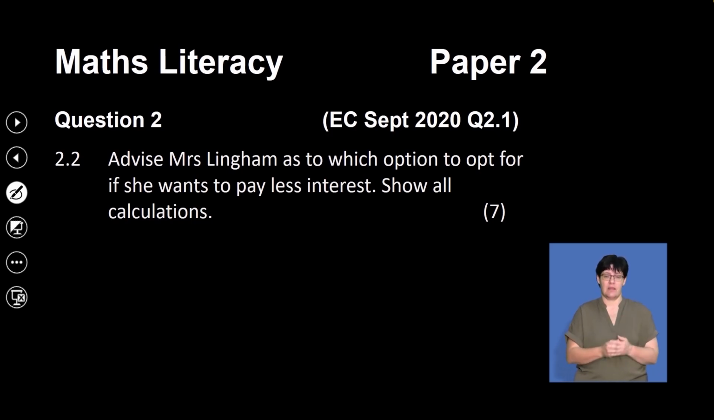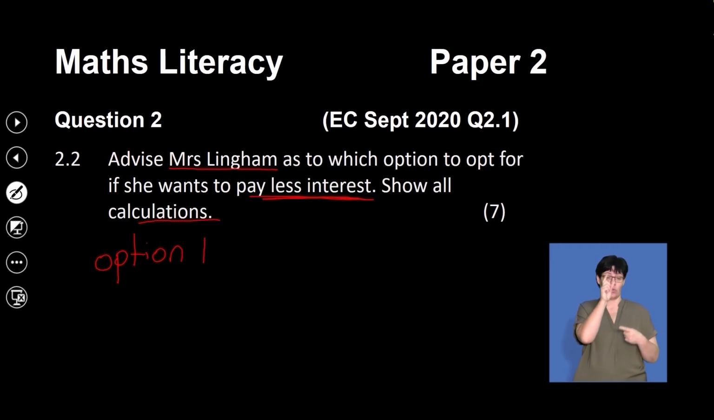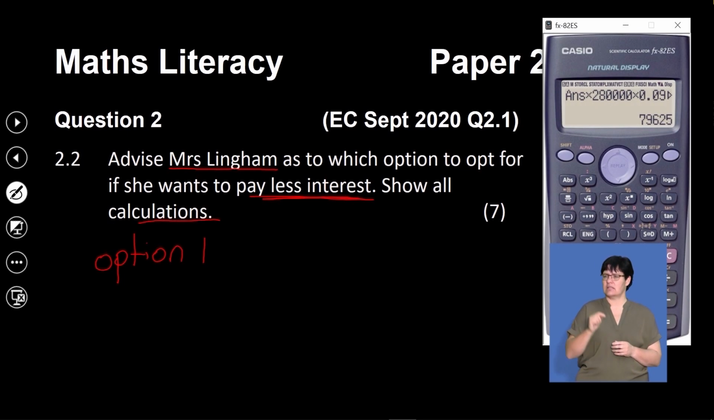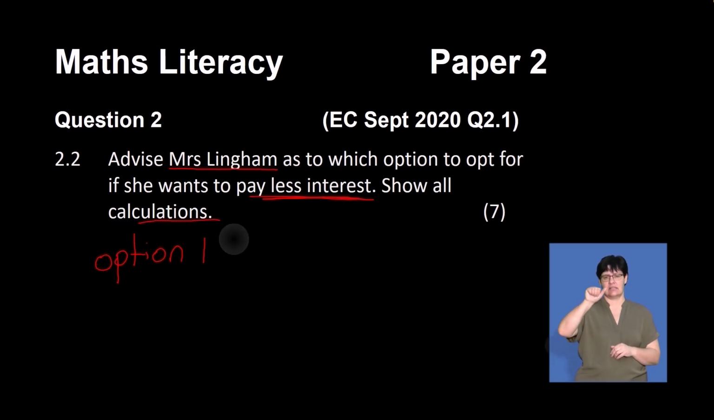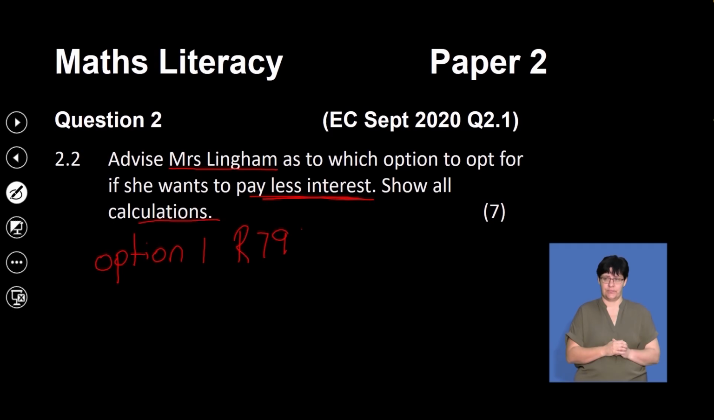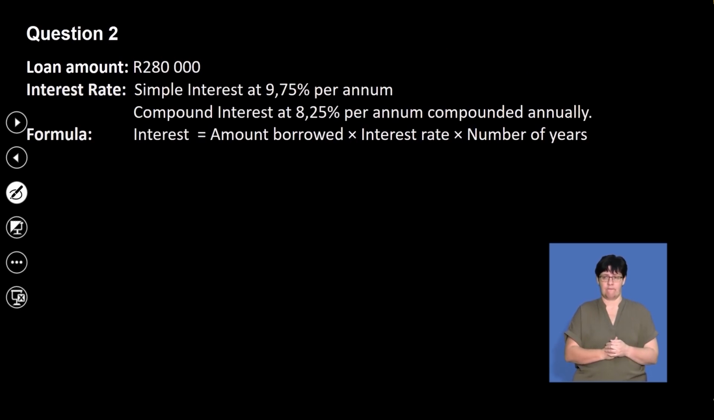The second part of the question says, advise Mrs. Lingham to which option to opt for if she wants to pay less interest. Show all your calculations. Now, we've already done the calculations for option 1, so I'm actually just going to write it in here. Option 1, my interest that we earned was, on my calculator, 79,625. And now I need to compare that with option 2. So let's go through to a new page.